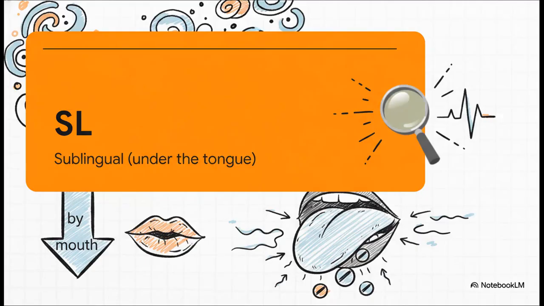Now, this is a more specific by-mouth direction. SL stands for sublingual, which is just a fancy way of saying under the tongue. You place the pill there and let it dissolve. Why? Well, it gets the medicine into your bloodstream way faster.